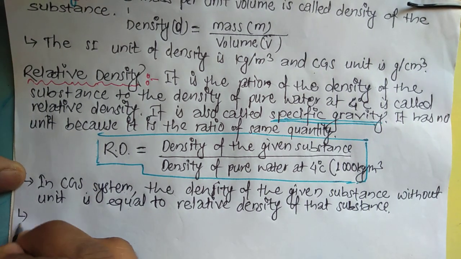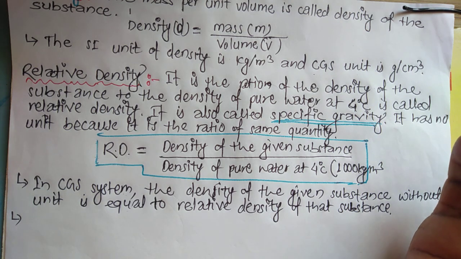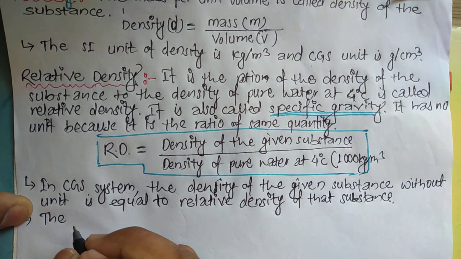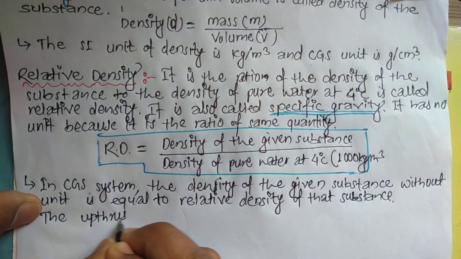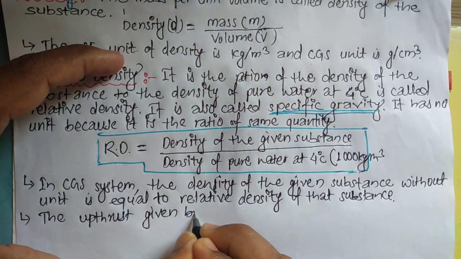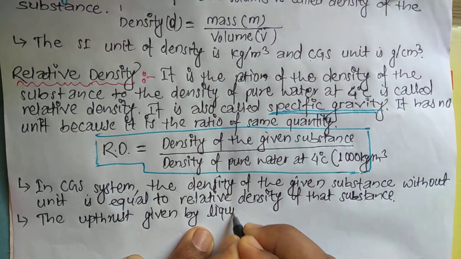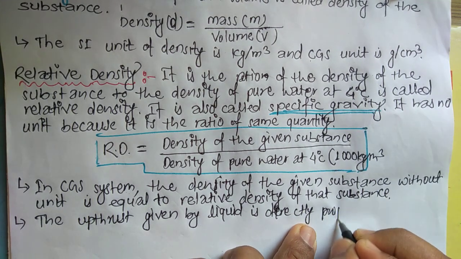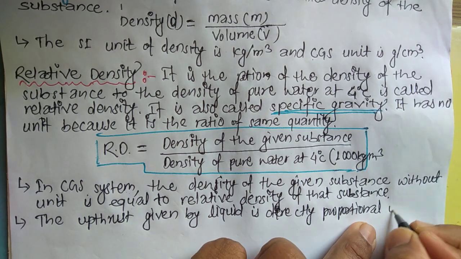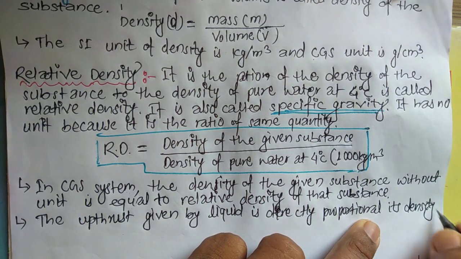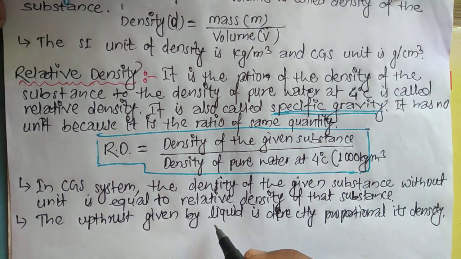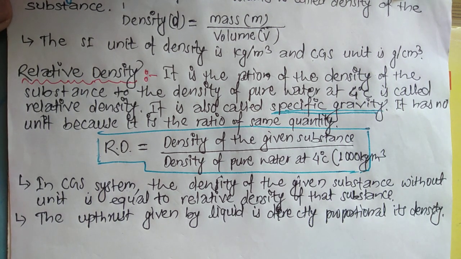Secondly, what is the relation between density and upthrust of the liquid? The thrust or upthrust given by a liquid is directly proportional to its density. It means the greater the density of the given liquid, the higher the upthrust given by it.